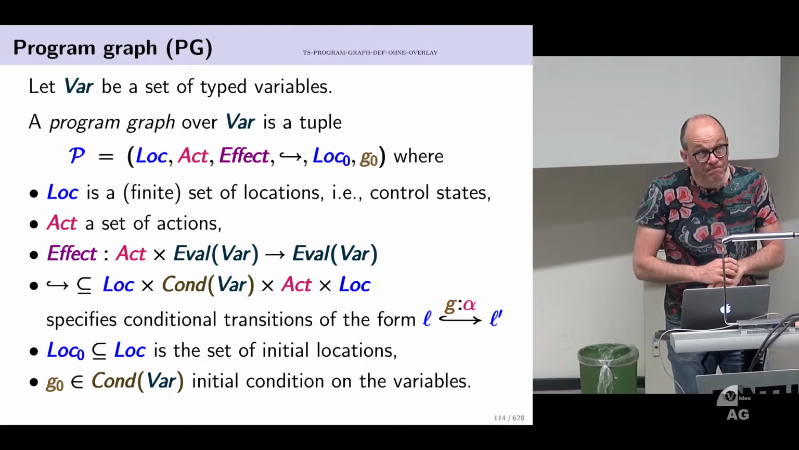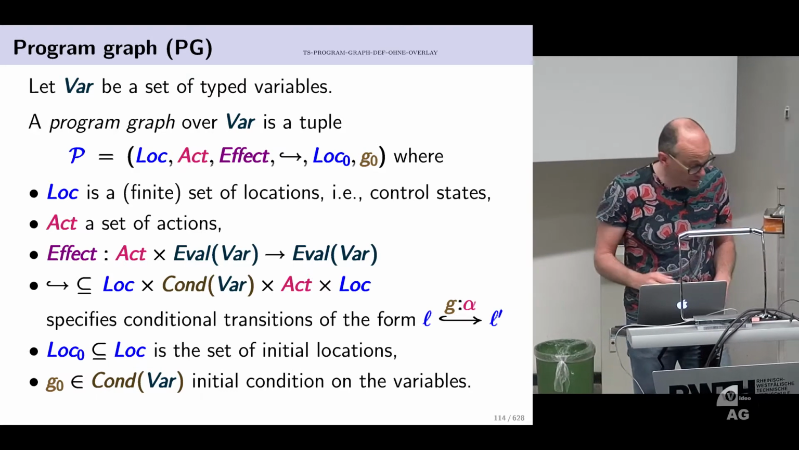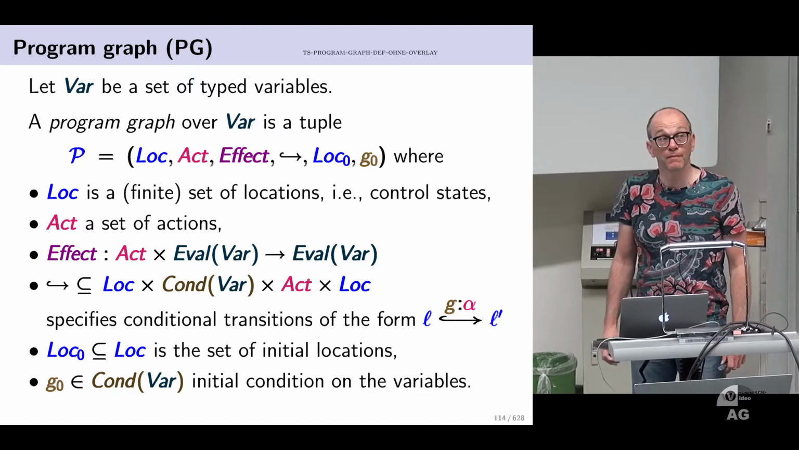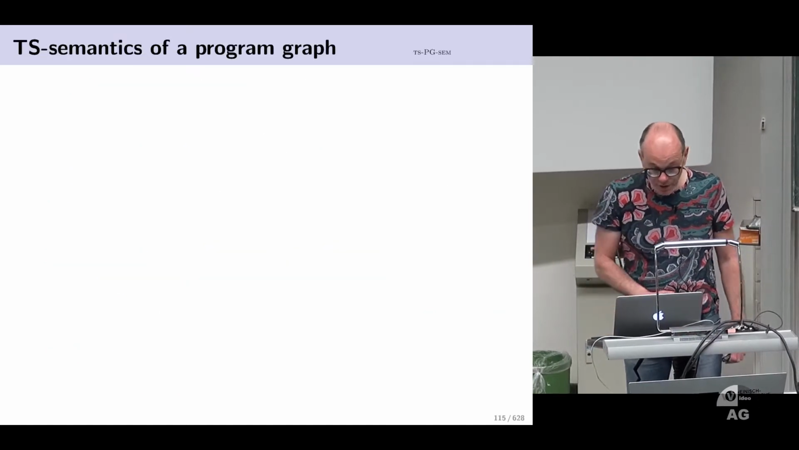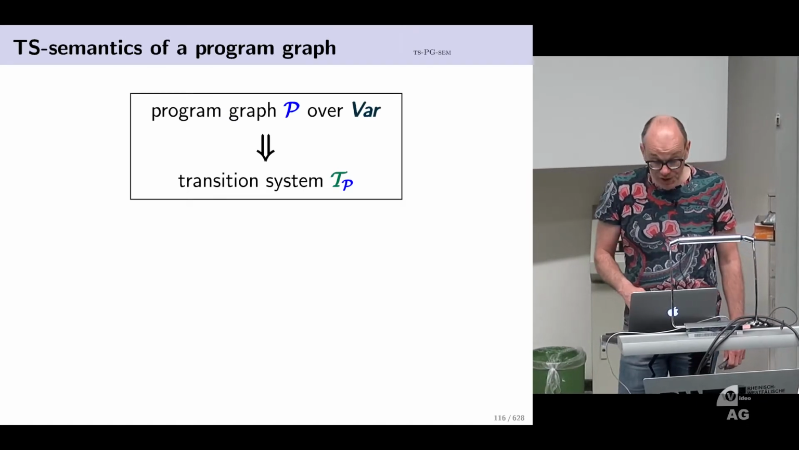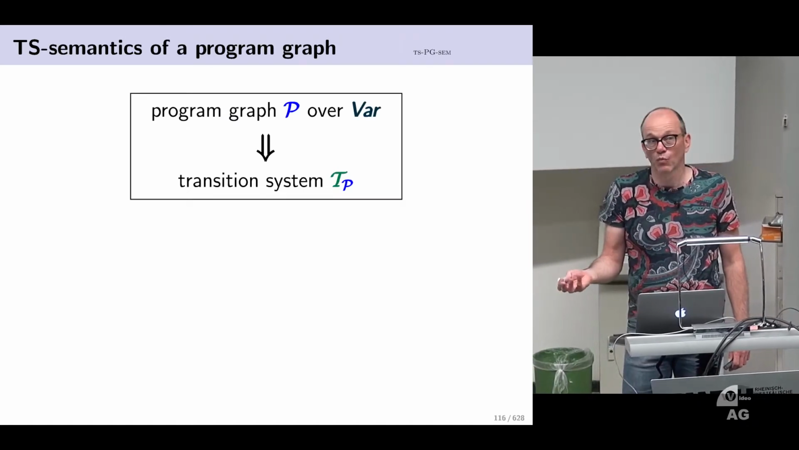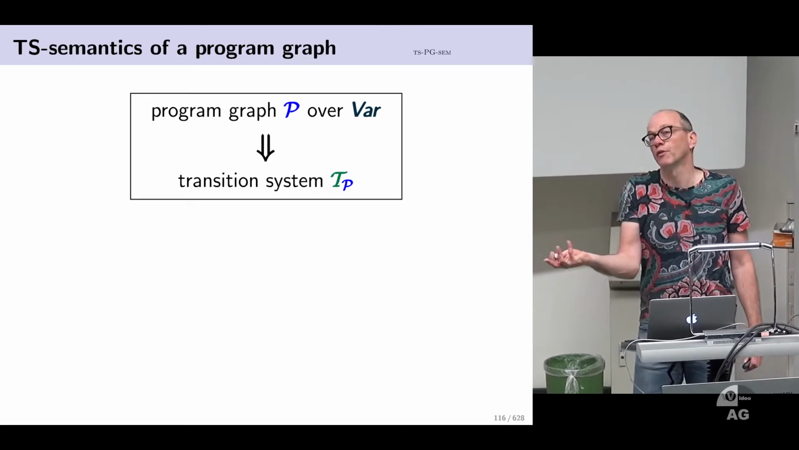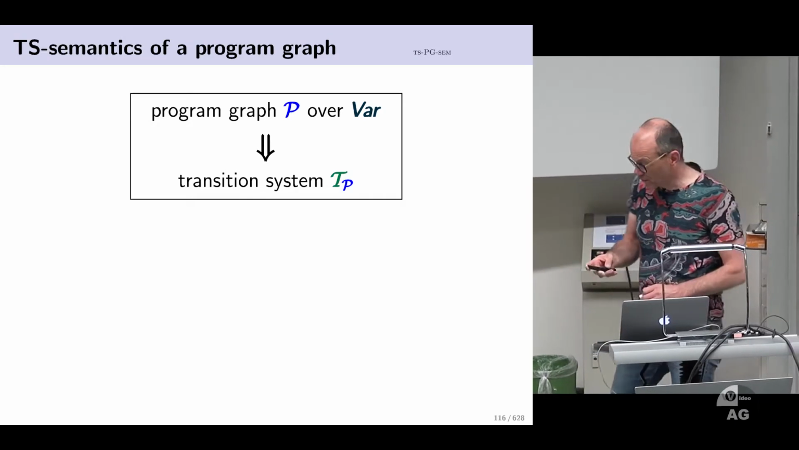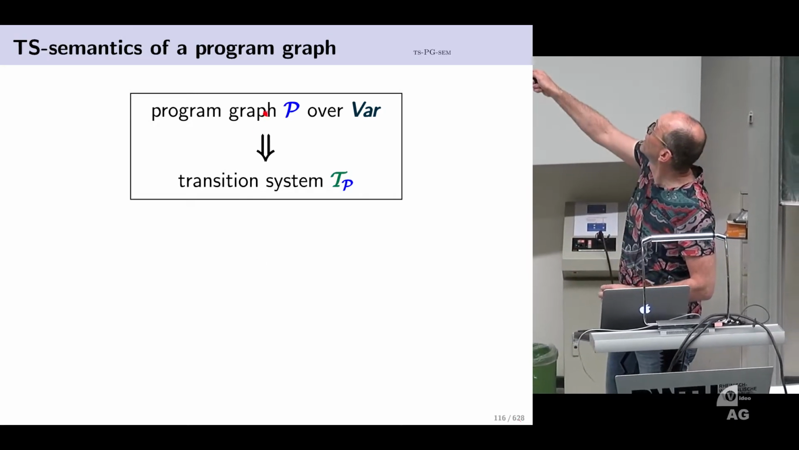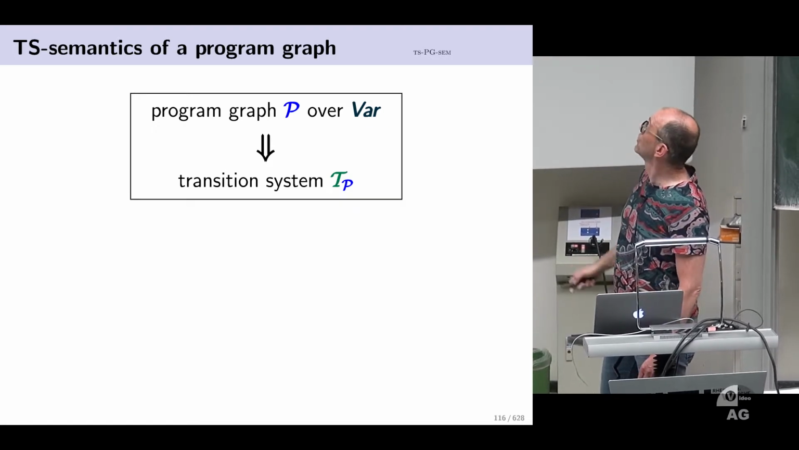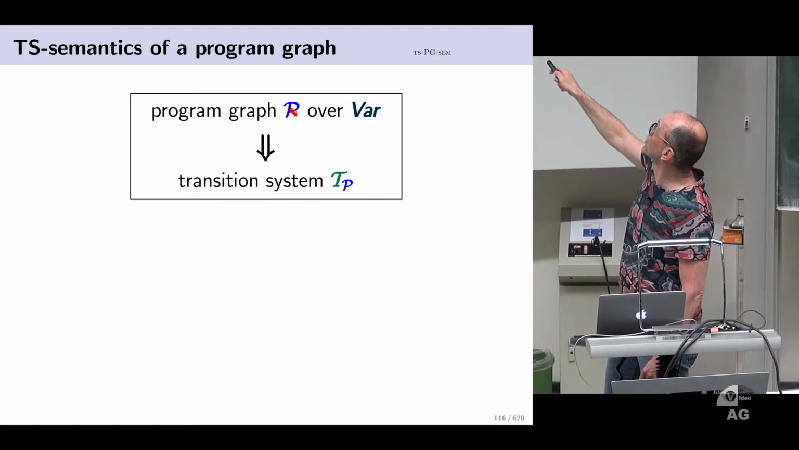Okay. Now what we have to do is define a mapping that tells you for every program graph we get a transition system. Yeah? So how does that work? This is defined as follows. What I intend to say is that the behavior of a program graph can be captured by a transition system. And I'm going to illustrate this as follows. I'm going to provide you a function that takes as input a program graph over a set of variables and gives you as output a transition system that corresponds to this program.